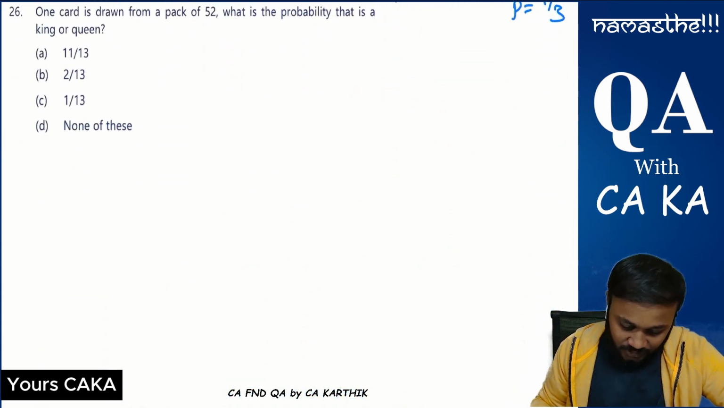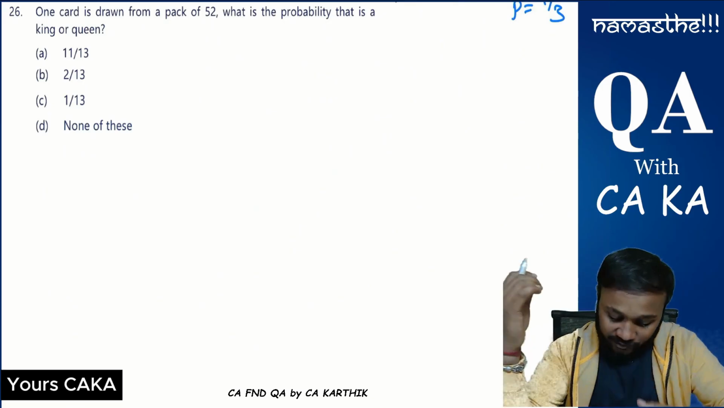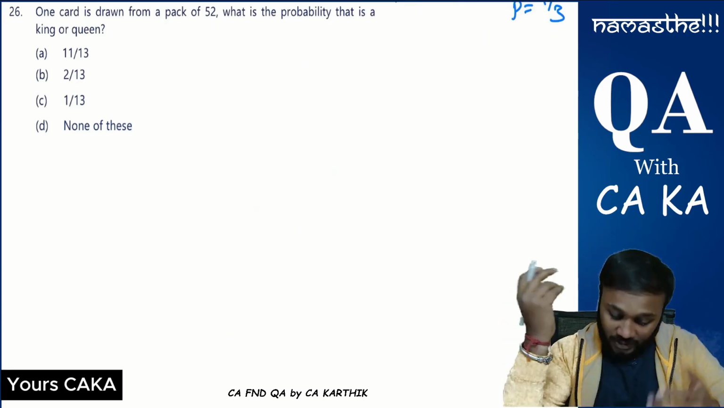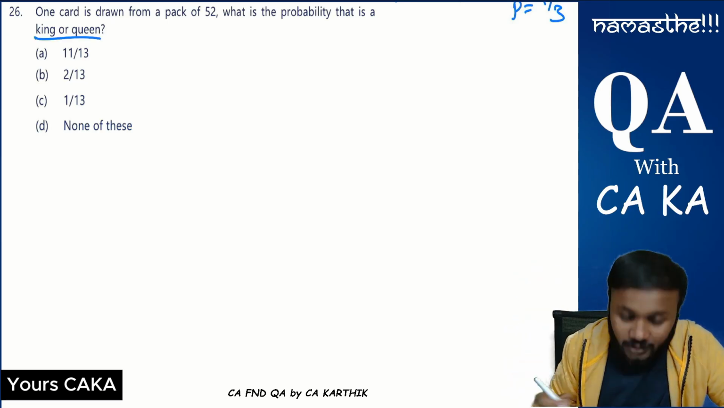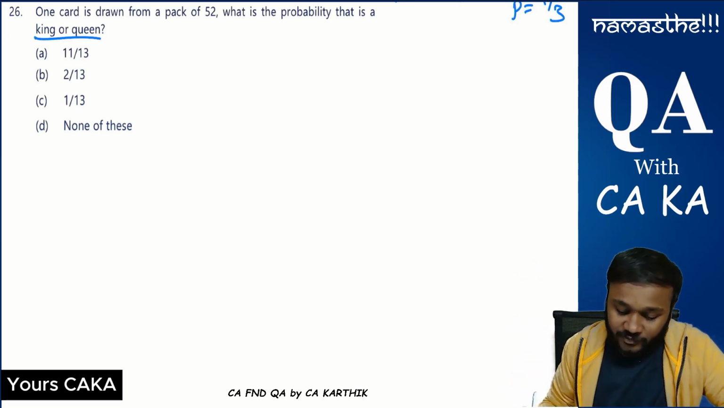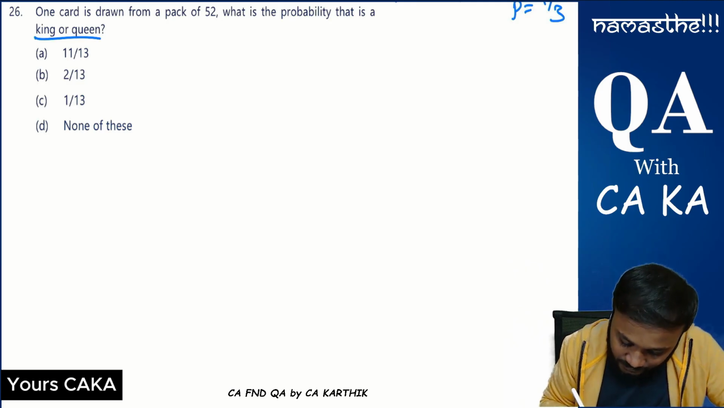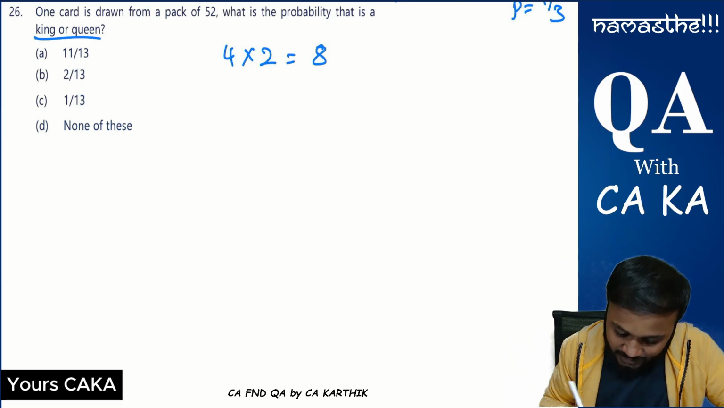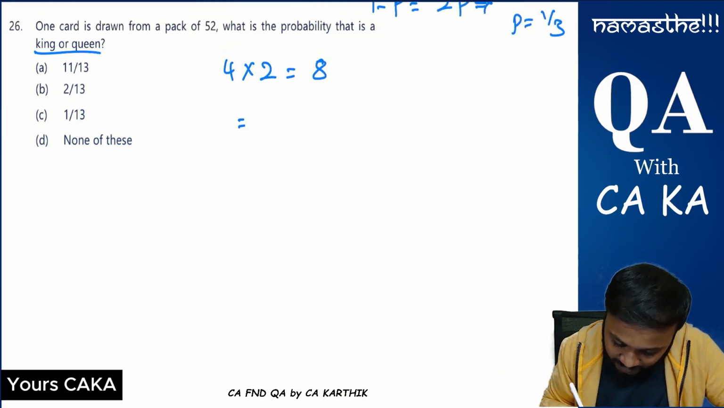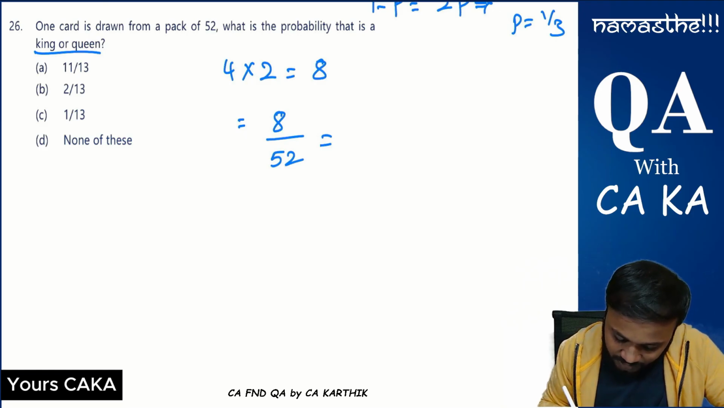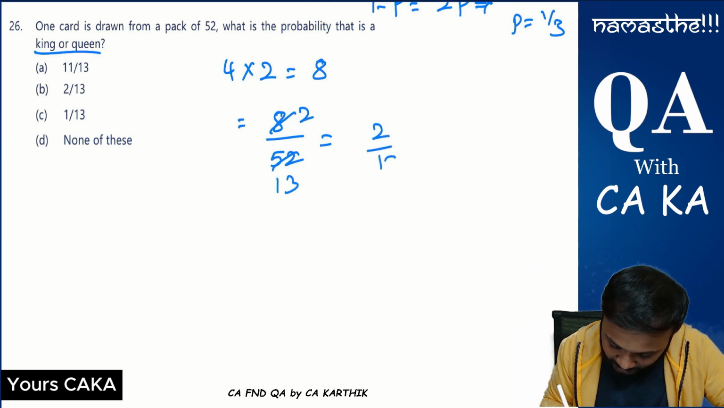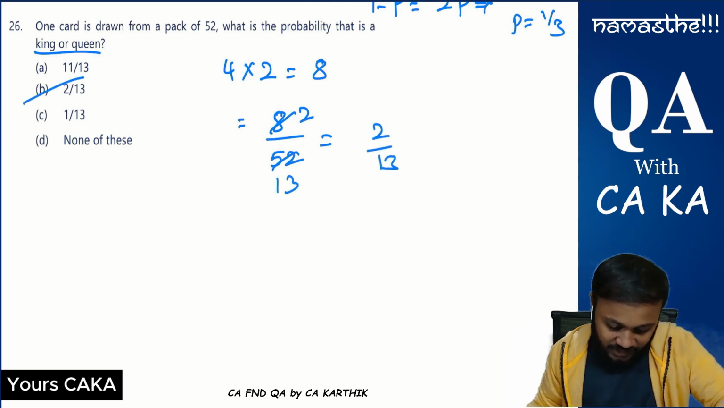Now the 26th one. One card is drawn from a pack of 52. I hope you all know this. What is the probability that it is a king or queen? How many kings or queens are there in the whole pack of 52 cards? 8. There are four suits into two cards, which will be eight cards. So the probability is 8 by 52. What is the calculation? 4 twos are 8, 4 ones are 4, 4 thirteens are 52. So 2 by 13. Option B is your right answer.